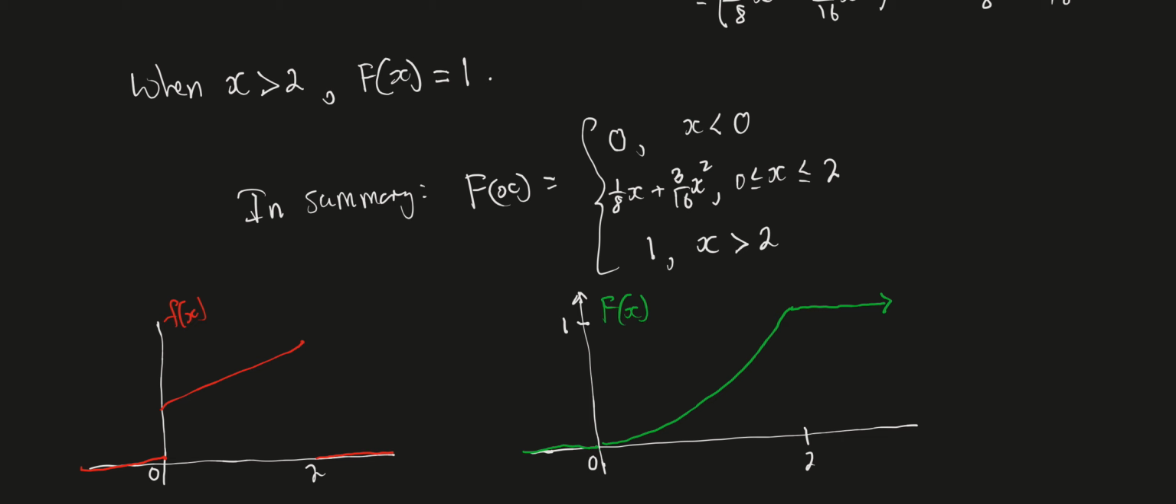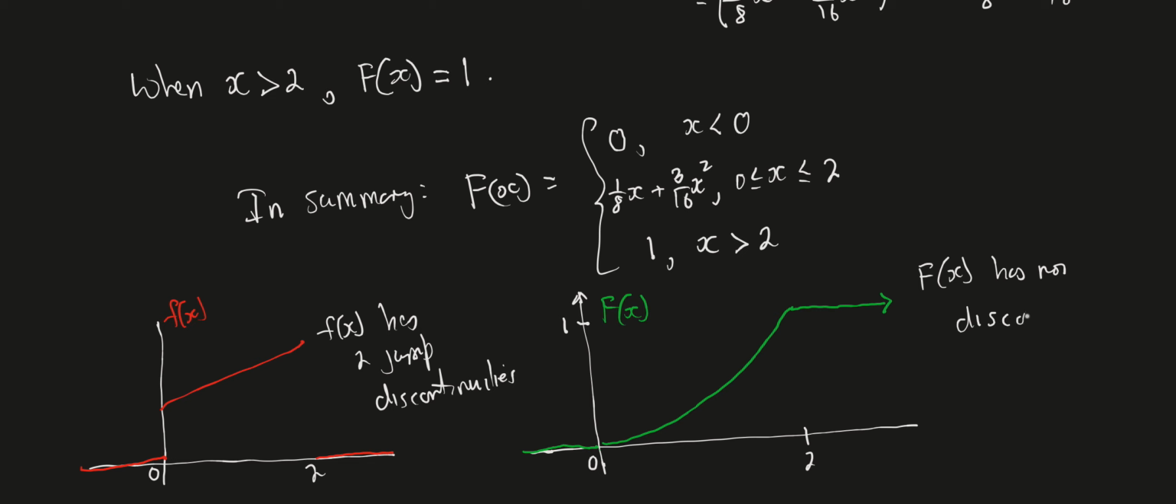So really cool stuff. I'll just make a note here to say that little f of x has 2 jump discontinuities, but big F of x has none. So it has no discontinuities.